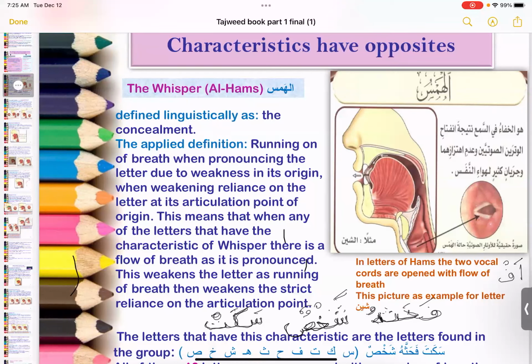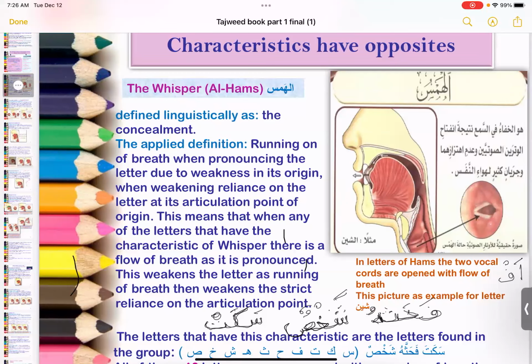And as we all know, even if you know the theory behind it, the application is the most important, right? If you don't apply what we learn, we have to work on its application. That's very, very important. The theory, you will get it by memorizing whatever you are learning. But if you apply it, that's the best way to excel. Okay, so here the applied definition is running of the breath when pronouncing the letter.